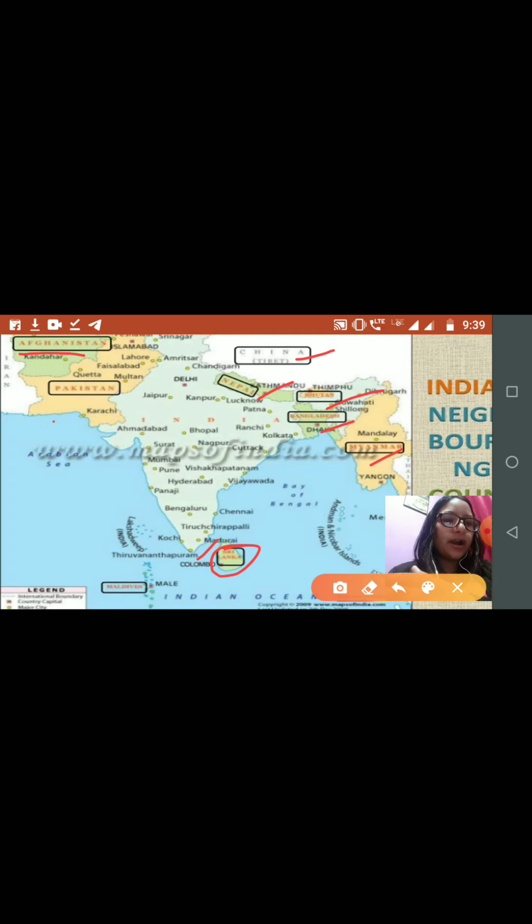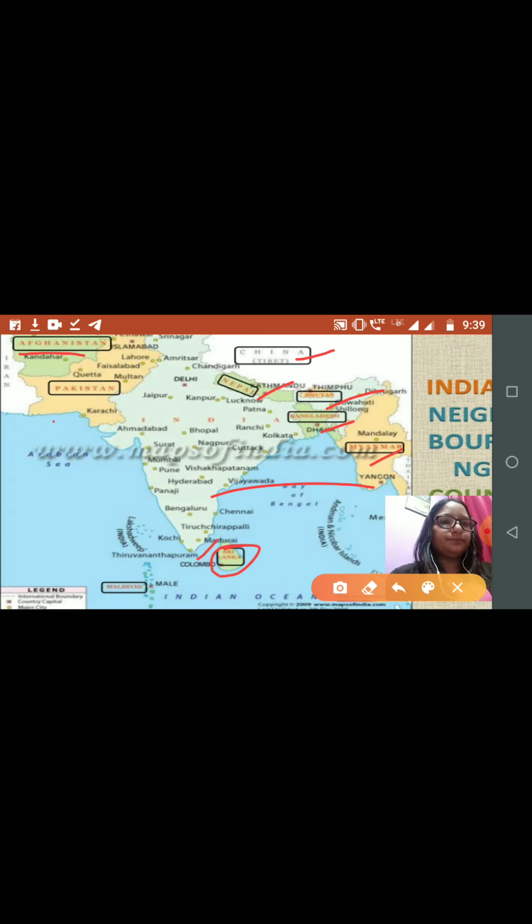In the western part we have Pakistan, Afghanistan. In the northern side we have China, Nepal, and if you see the northeastern side we have Bhutan and Myanmar. Then we have Bangladesh, and if you see in the southern side we have Sri Lanka. Okay, so these are the borders or the neighboring countries of India.